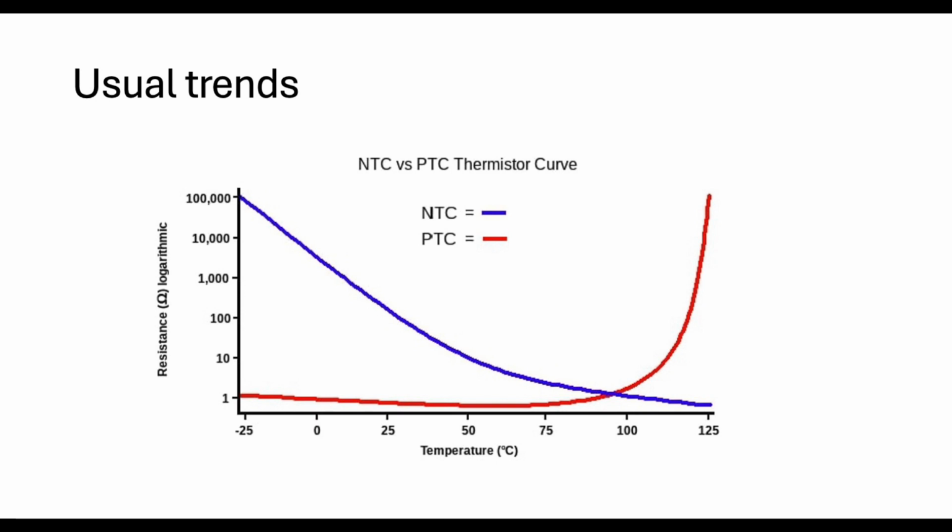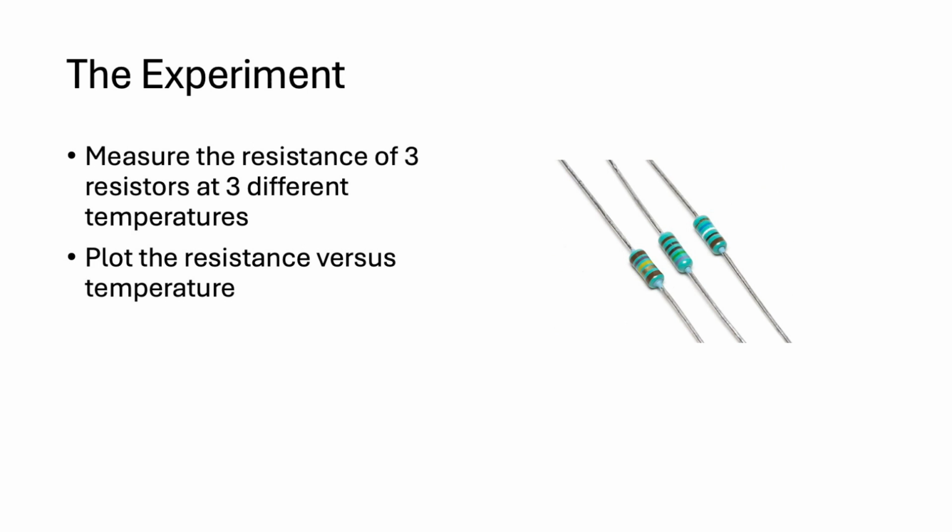These two trends are known as negative thermal coefficient, where the resistance decreases with temperature increase, and positive thermal coefficient, where the resistance increases with the temperature increase. This leads into my experiment where I plan on measuring the resistance of 3 different resistors at 3 different temperatures. This will give me the relationship between temperature and resistance in the 3 resistors.